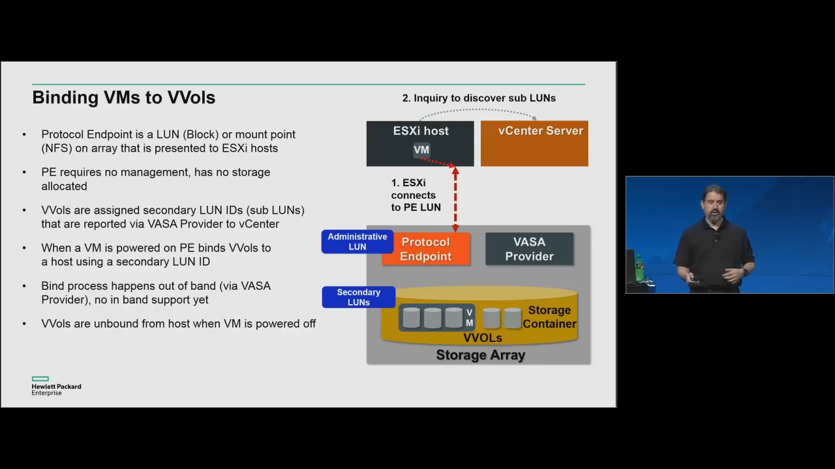So we ask vCenter, hey, I need the sub-LUNs that are associated with that VM. vCenter is going to query the VAS provider and find out those sub-LUN IDs. We then know them at the host level, so we can bind our VMs to those virtual volumes. And that operation essentially happens when we power on a VM, and then we unbind them when we power off a VM.